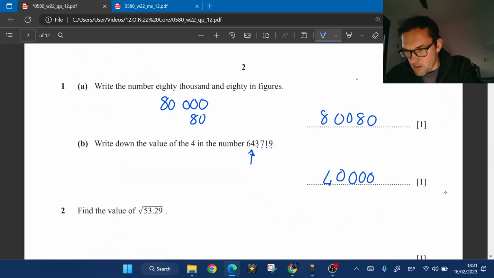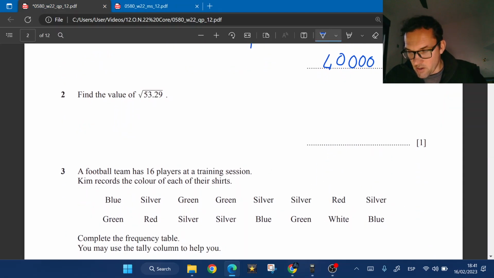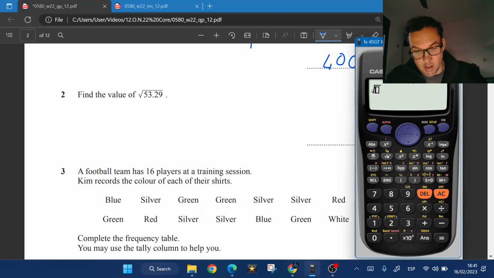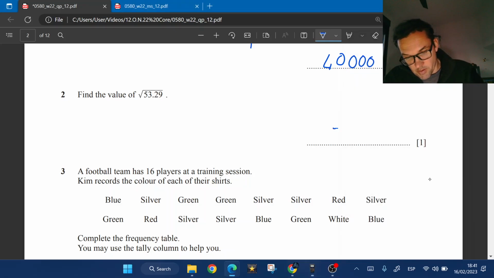Right. Find the value, square root 53.29. This is a calculator question. So you whip out your calculator and you do square root 53.29 equals, just press that button, 7.3. It is.